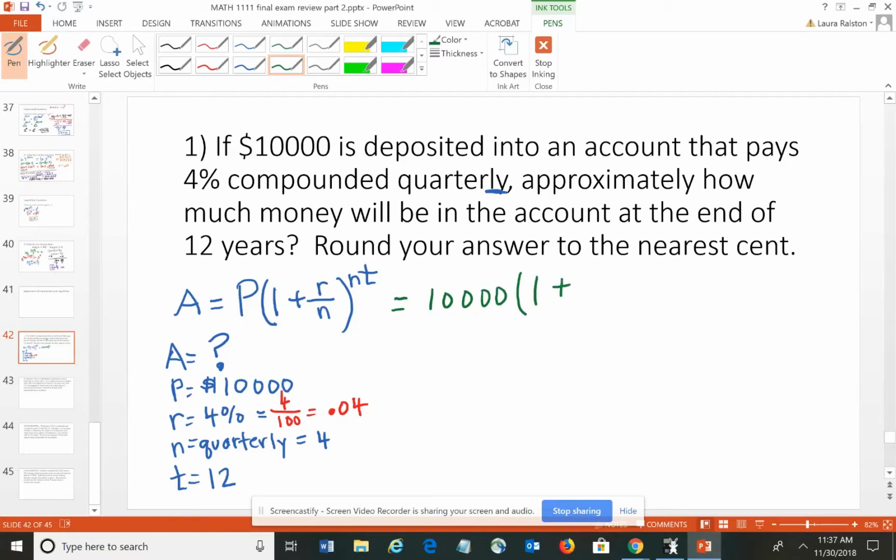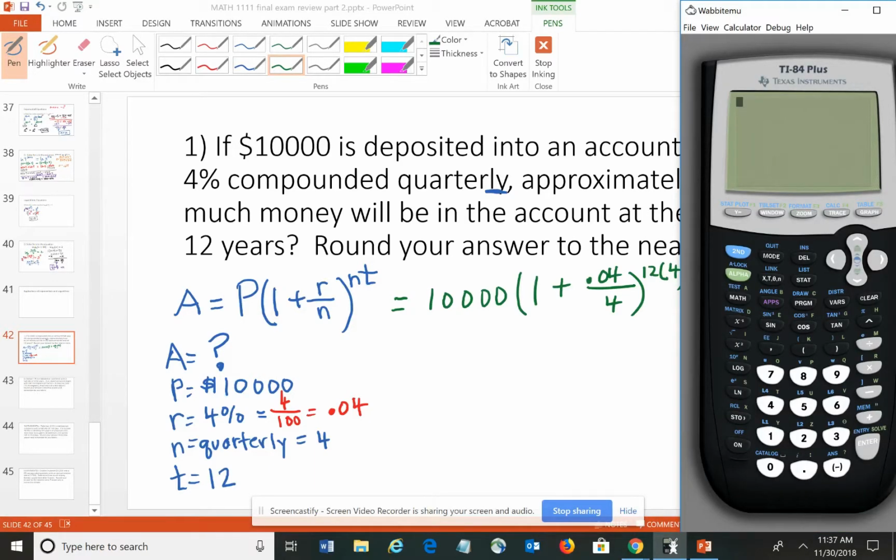times 1 plus 4% divided by 4 raised to the 12 times 4 power. And then, guys, really, you need to walk it through, but you can use your calculator to do that. We would begin by dividing, working in the parentheses. We would divide 0.04 by 4, which gives us 1/100th.